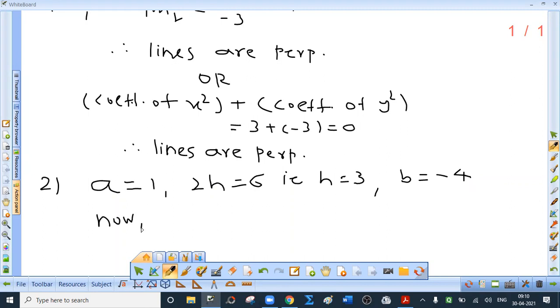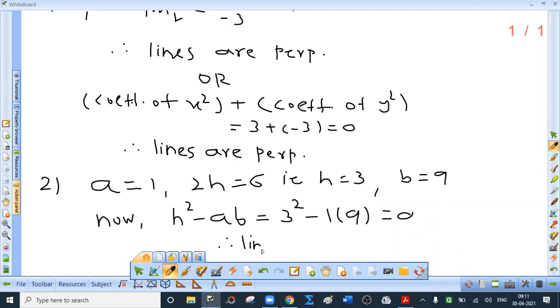Now, h square minus ab equal to 3 square minus 1 minute. I'm sorry. B is 9. I took the value from the next one. B is 9. So 3 square minus 1 into 9 equal to 0. Therefore, lines are coincident. Lines are coincident.